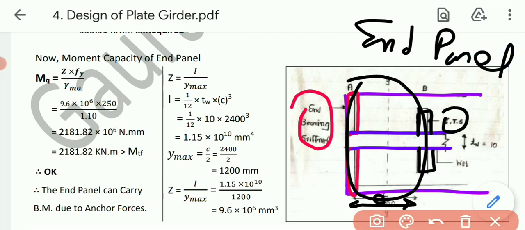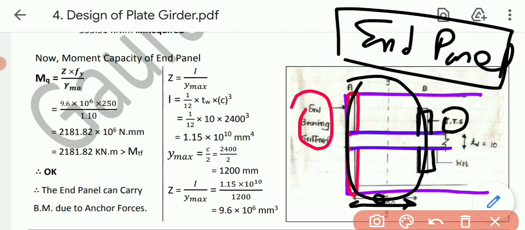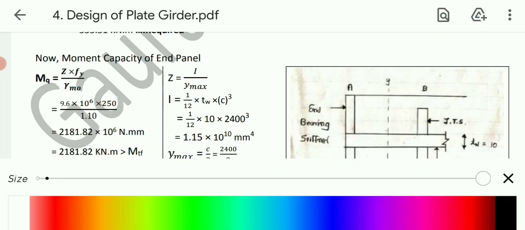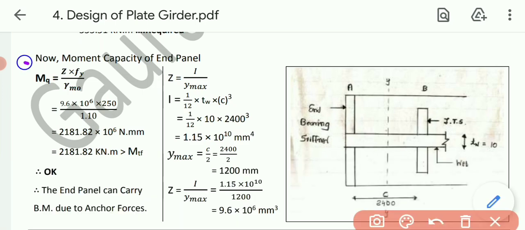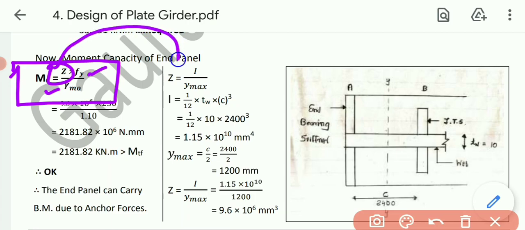Now we need to carry out its moment capacity. For that, we need to calculate the moment of this one. MQ equals Z into Fy divided by gamma m0. That's the moment capacity of the end panel. Now Fy, that is 250 Newton per mm square, and gamma m0, that is constant 1.10. We need to calculate Z for that, and in order to calculate Z, Z equals I by Y max, that is section modulus. Moment of inertia divided by Y max.